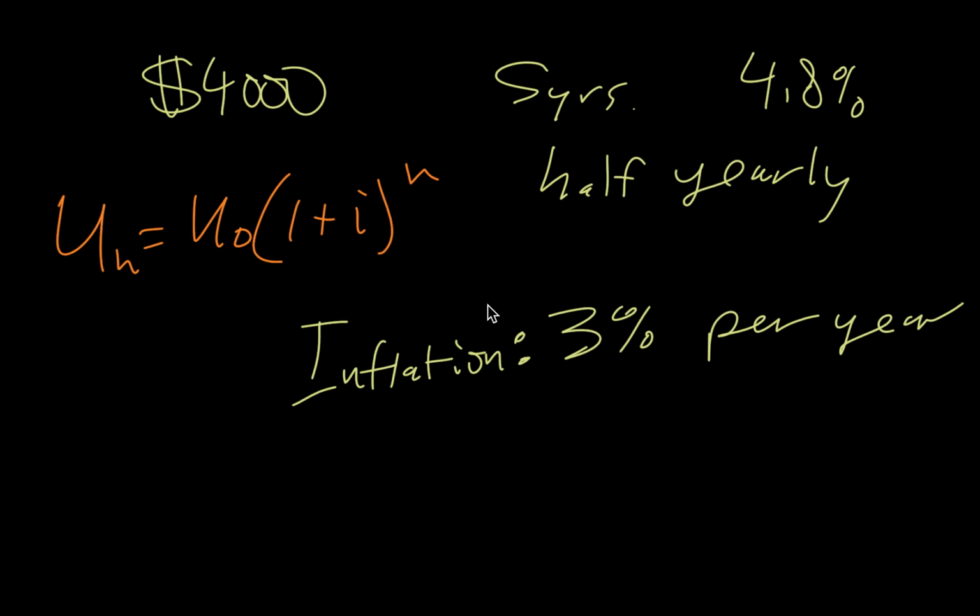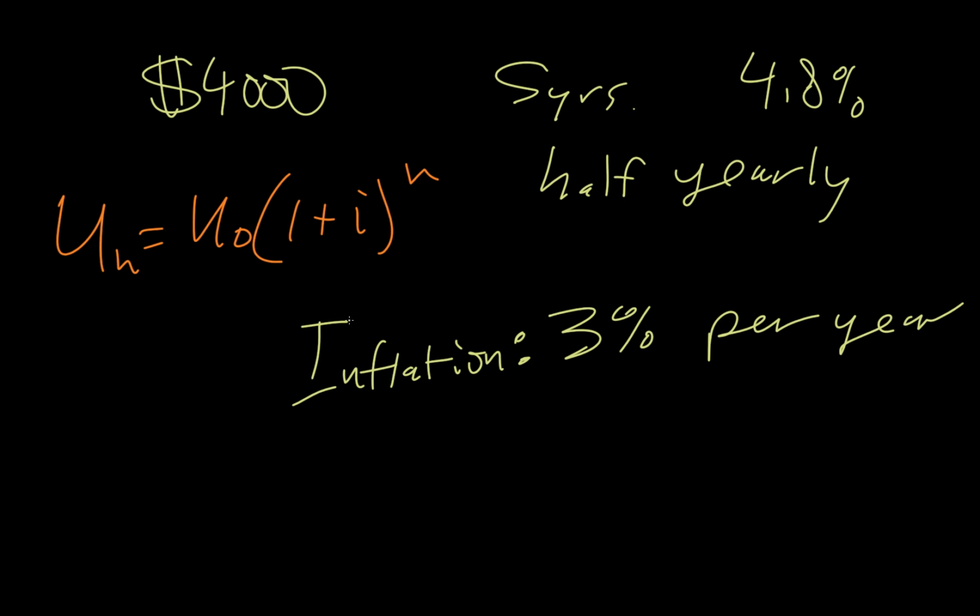Gemma invested $4,000 in an account for 5 years at 4.8% interest compounded half yearly. Inflation over the period averaged 3% per year. And the first part says calculate the value of the investment after 5 years.